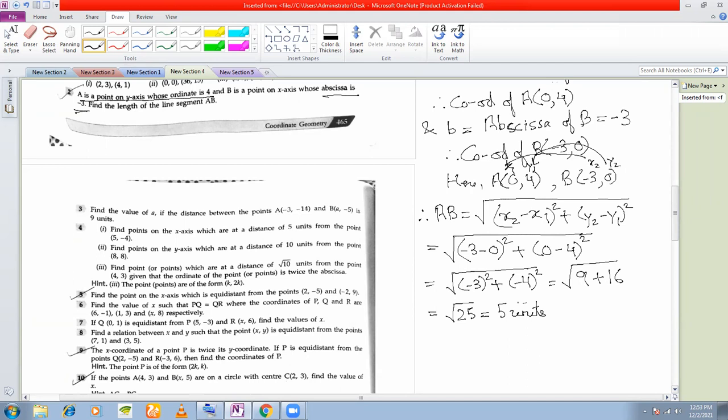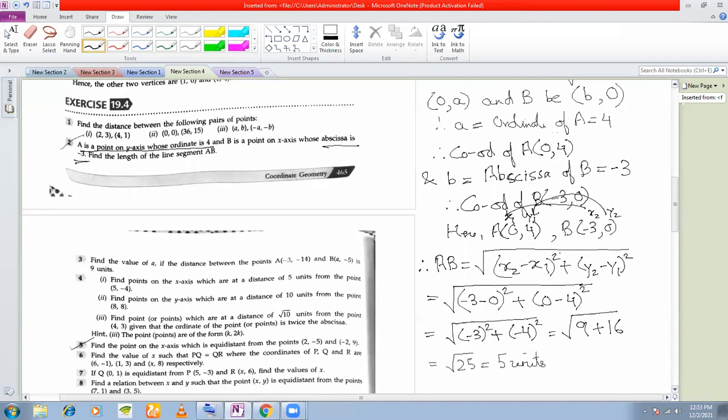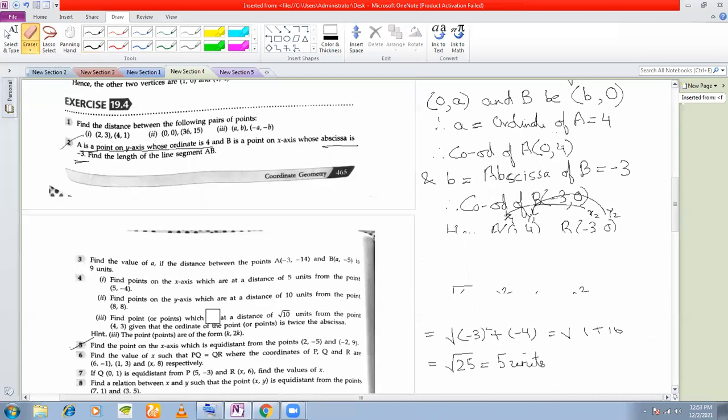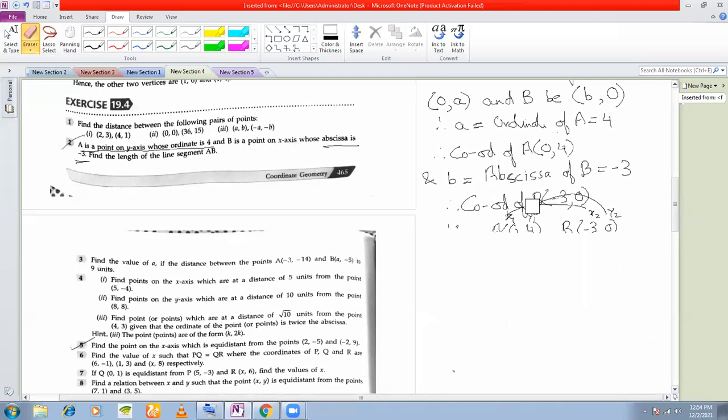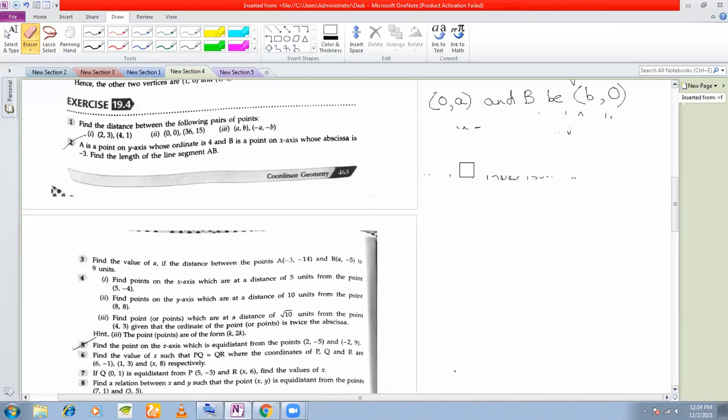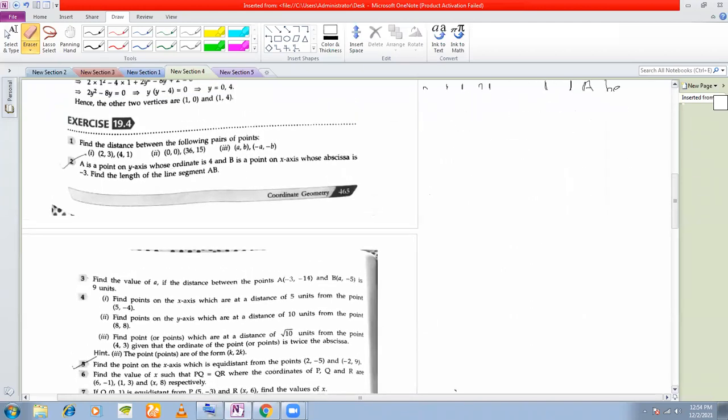Any question on this problem? Any question? No? Can I proceed to the next one? Yes. Okay. So I think this should be easy. I have the distance formula. Yes, sir.